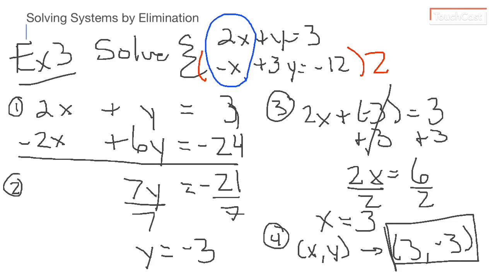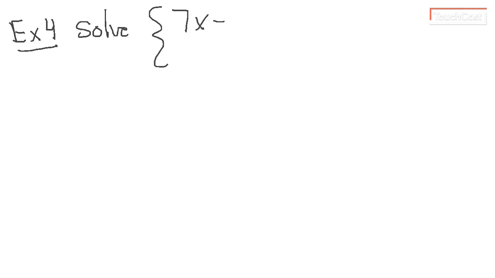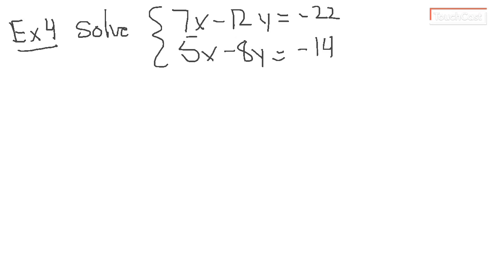Let's do this one more time, just so we can really make sure we have a grasp of what's going on here. All right, we're going to look at example 4. We're going to solve the system where we have 7x minus 12y is equal to negative 22, and the other equation is 5x minus 8y is equal to negative 14.